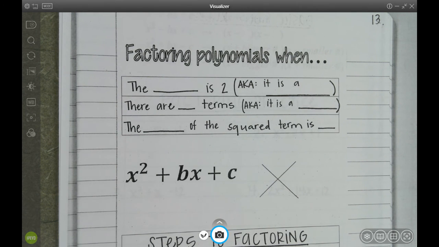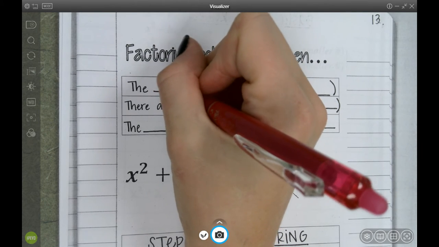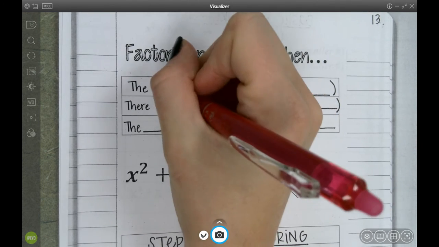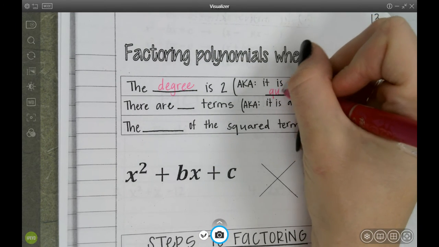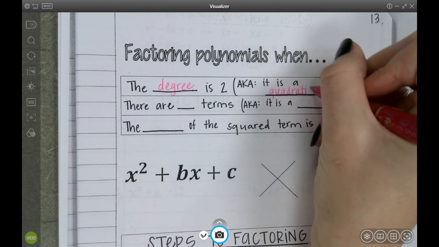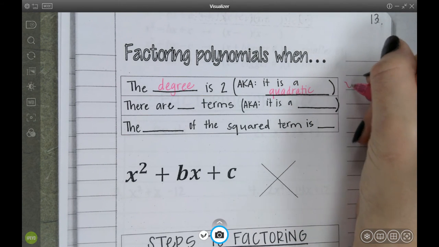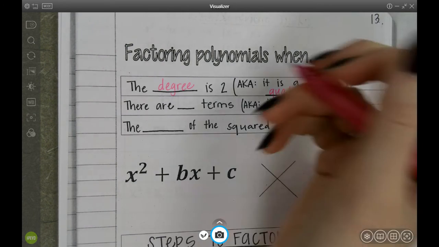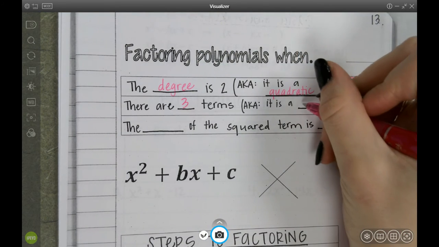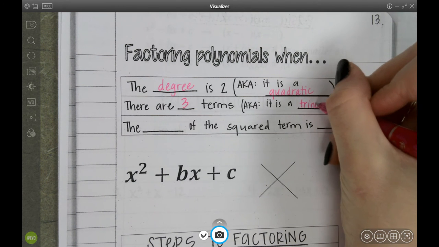Okay, factoring polynomials when the degree is 2, AKA it's a quadratic, or it has an x squared. Although it could be something other than x, so just so you know, they won't all be x. Factoring by grouping was when there were 4 terms. This one is going to be for when there are 3 terms. When it's 3 terms, it's called a trinomial.